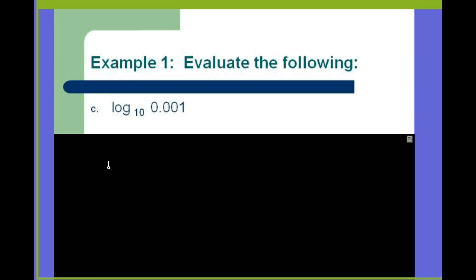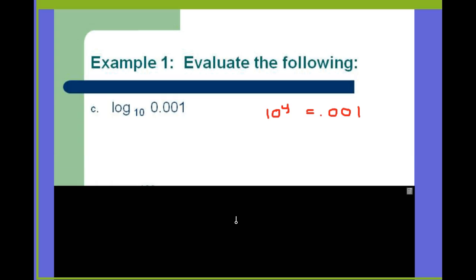Okay, how about log base 10 of 0.001? Back in the day, this was one of the only bases you could actually do because our calculators used to only be able to do log base 10. Now the newer calculators can do multiple logs. But once again, this is saying 10 to what power is 0.001. So we know that if 10 has to equal a decimal, that 10 has to actually be a fraction.